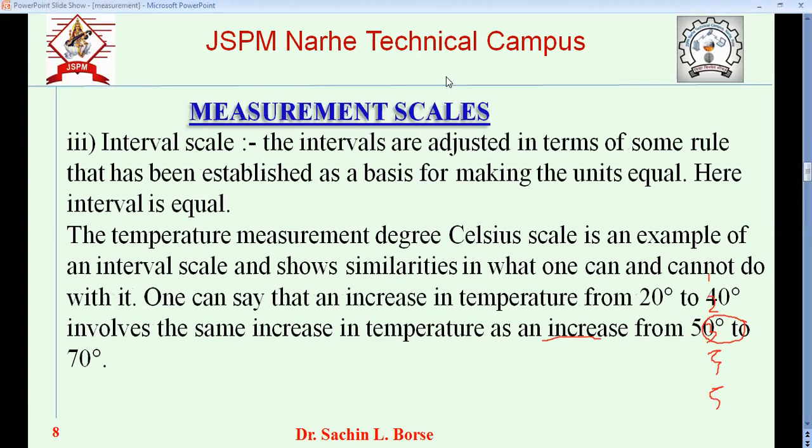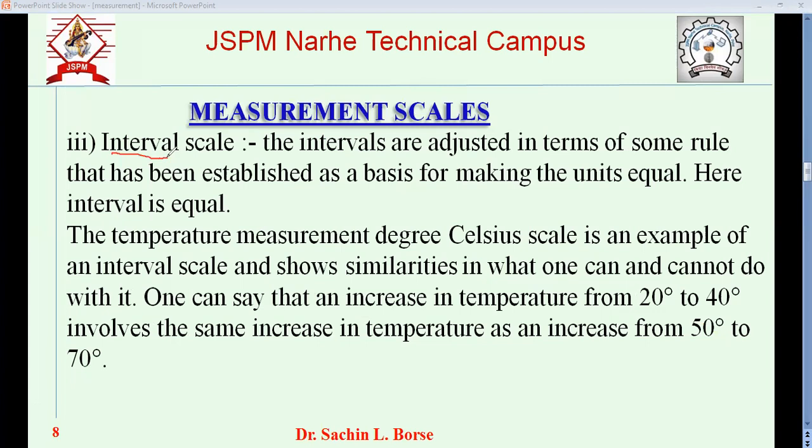Now we'll go to the next scale. The next scale is the interval scale. The word itself indicates it: interval means the difference between two numbers is equal.